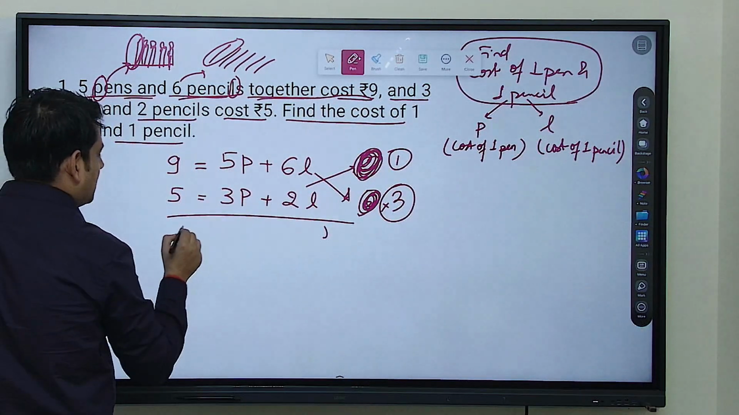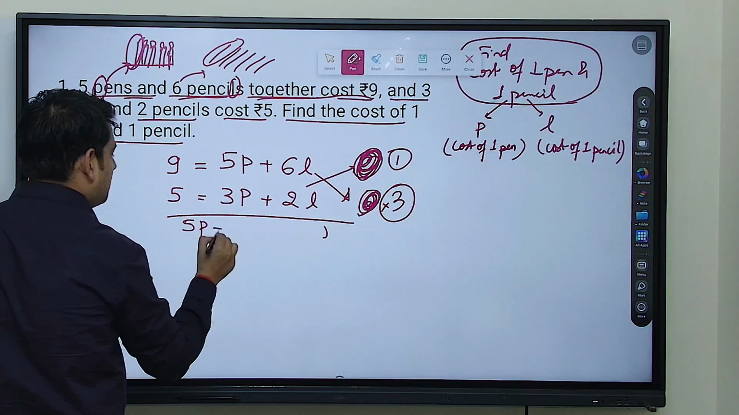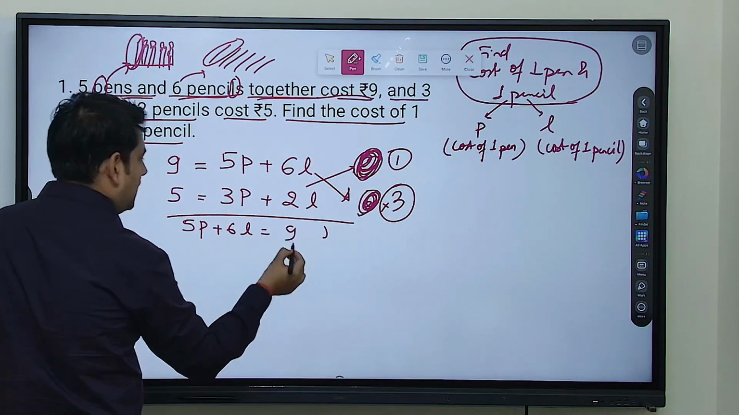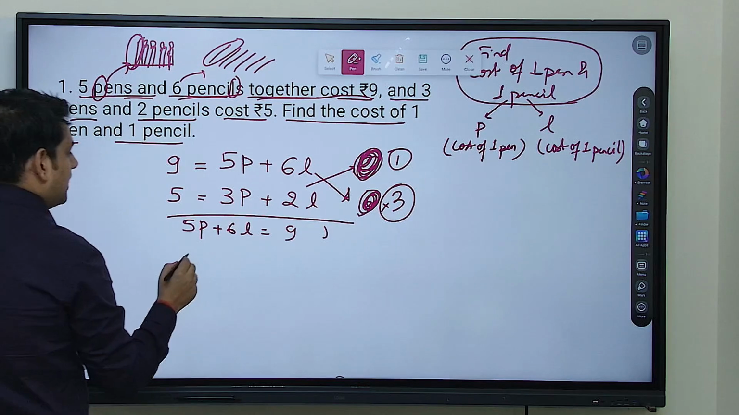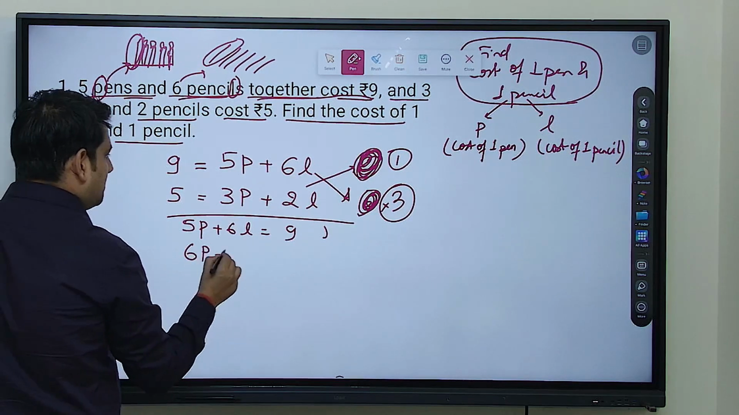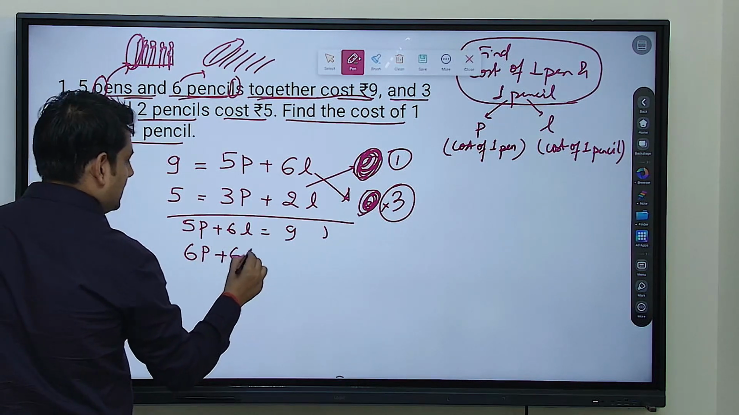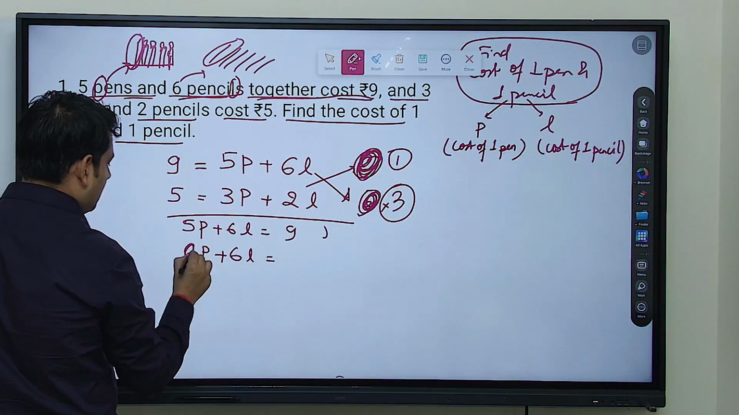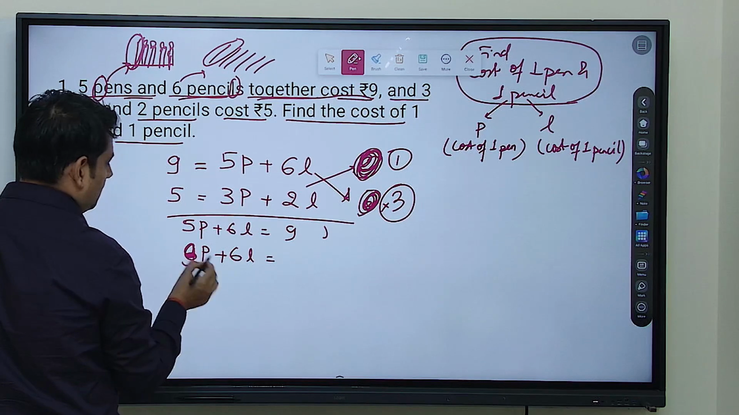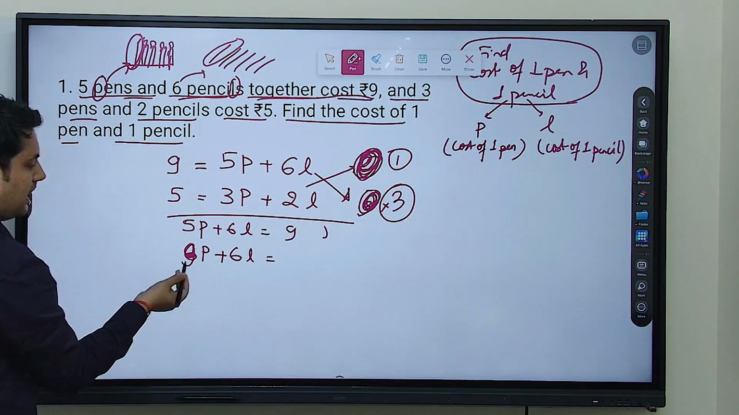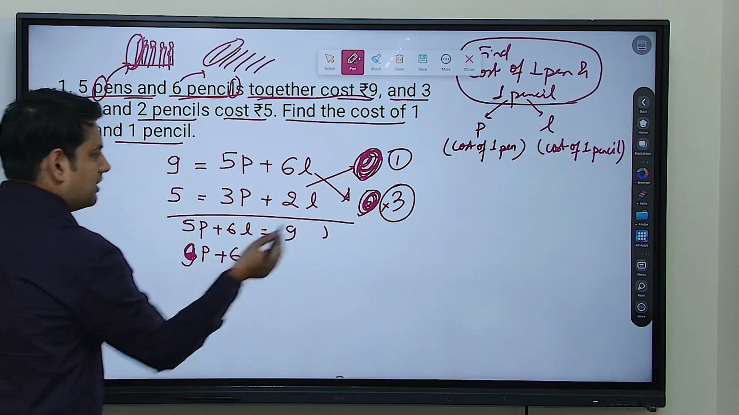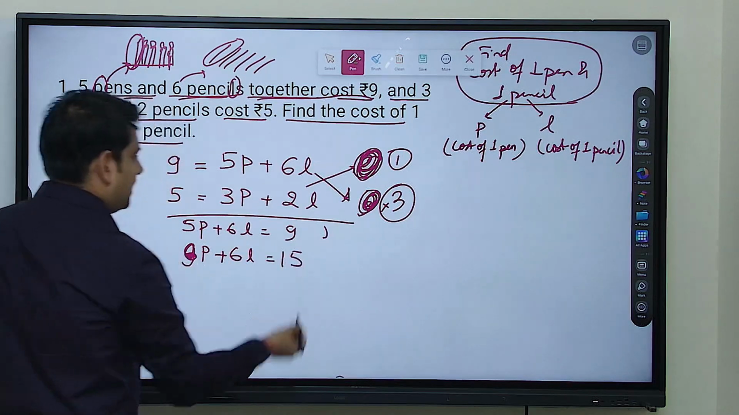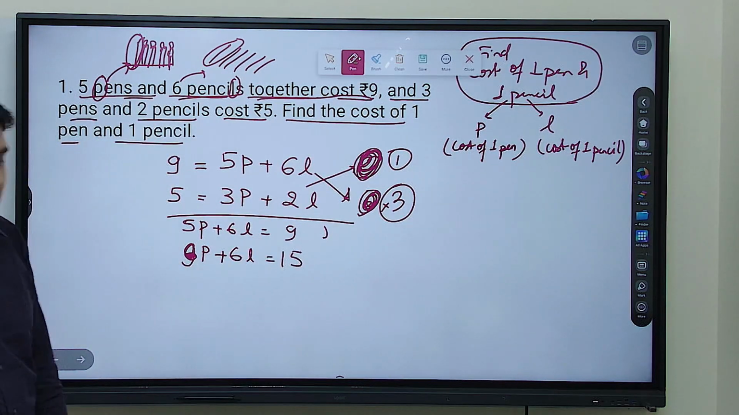So this equation will remain as it is: 5p plus 6l is equal to 9. This equation will get multiplied by 3. It will give me 9p, this is 3 into 3. 3 into 3 will give me 9p plus 6l is equal to 15. 5 3s are 15.